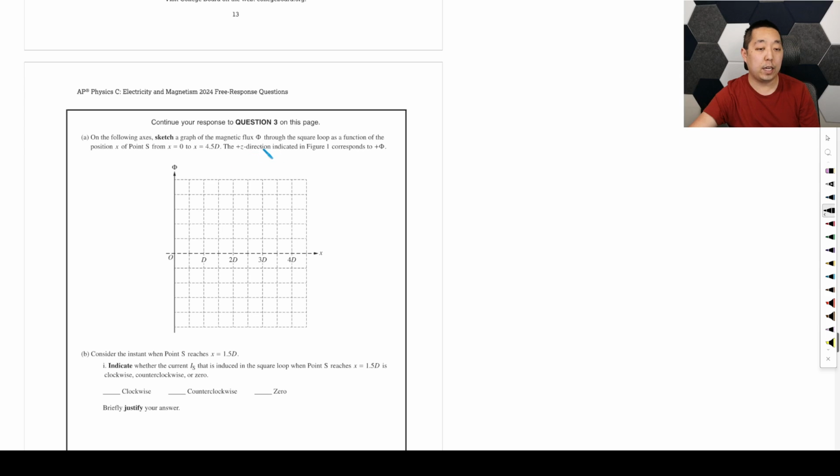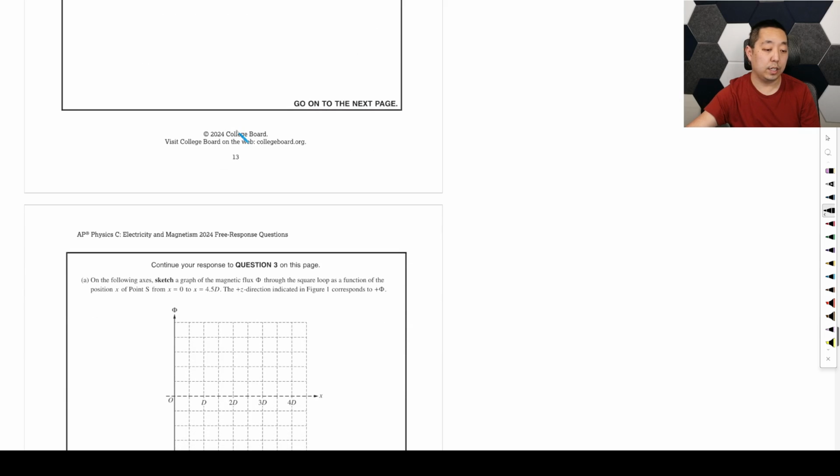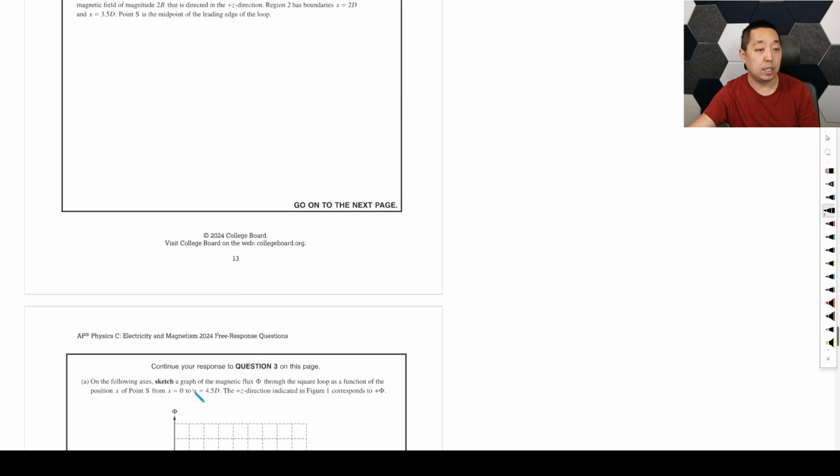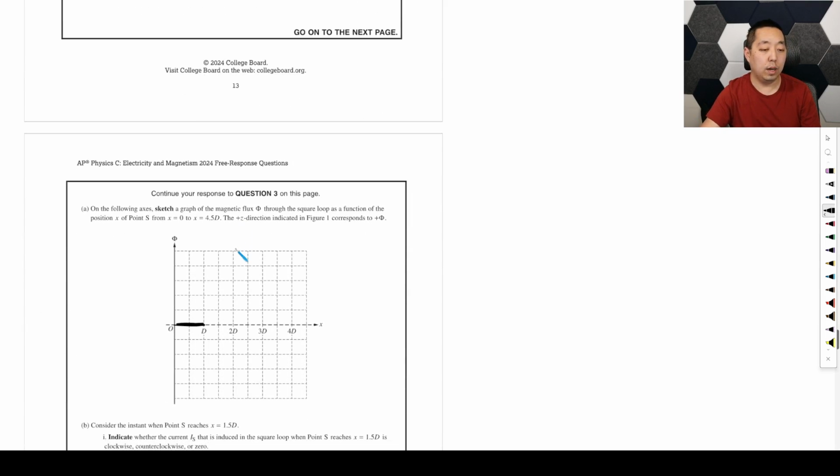Sketch a graph of the magnetic flux through the square loop as a function of position from S to 0.5D. Okay, so here, there's no flux entering it. All the way to D, when this gets to D, we have no flux entering it, right? So no flux, there's no magnetic field going through the loops from 0 to D. Then once this point passes D, now we're going to have some flux entering in here, right? It's going to increase linearly until we get to 2D. So it's going to go up, and we're going to increase it to some value at 2D.